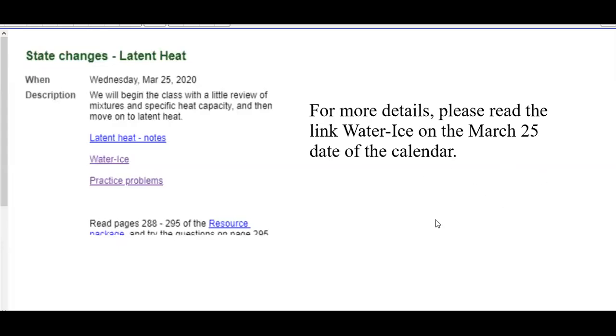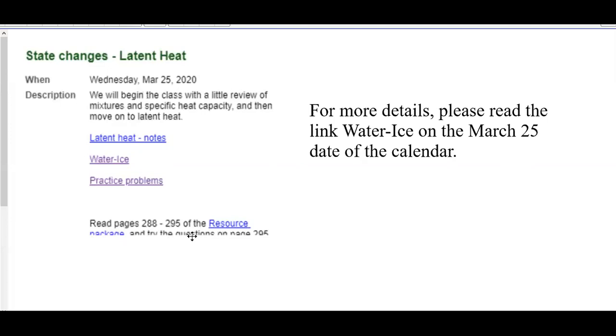Today's lesson will be about state changes, otherwise known as latent heat. To find these notes, just go to March 25th. There's a version of these notes there. Plus, you should read the water ice little 2-page note package there to read.